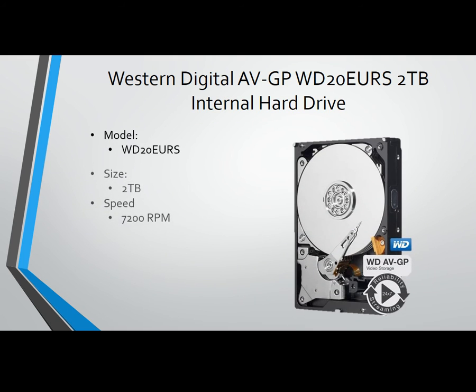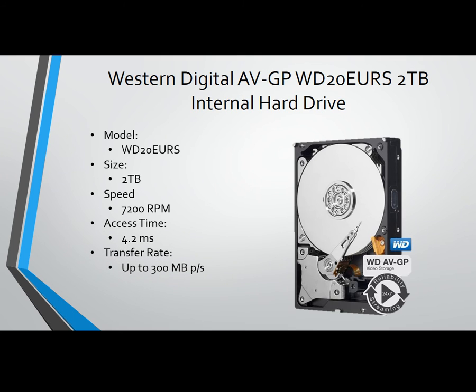Next we have our traditional hard drive. It's 2 terabytes, 7,200 RPM. Access time is 4.2 milliseconds, and the transfer rate is up to 300 megabytes per second, and the buffer is 64 megabytes.